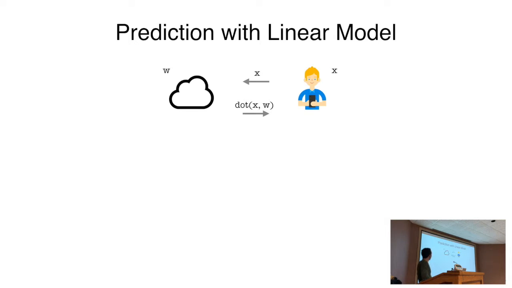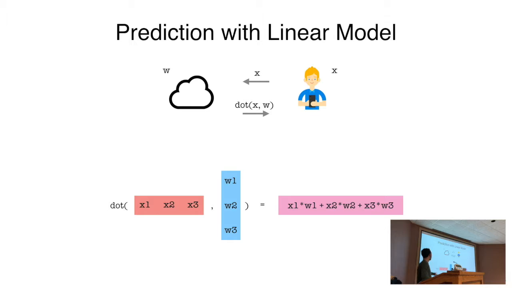User sends data. I, the model owner, have a set of weights. I perform a dot product on that data and send the dot product back. This is what that is mathematically. You take these two vectors, you do the dot product, and then you send the result, which is just the sum of the element-wise multiplication of the two vectors.